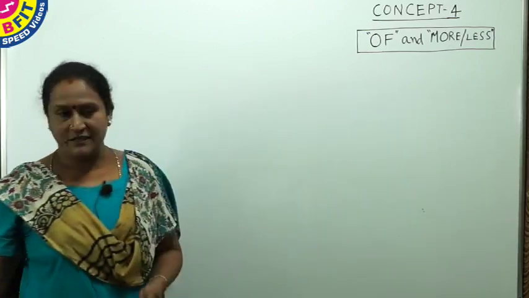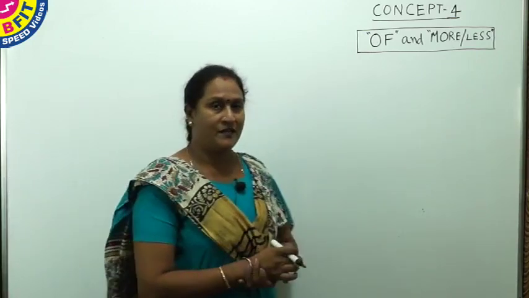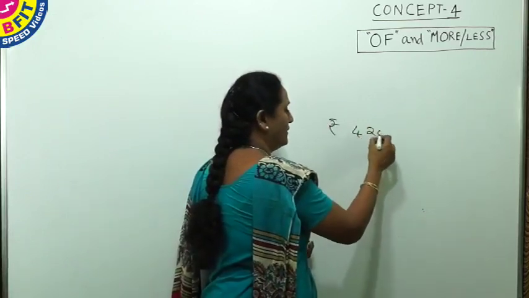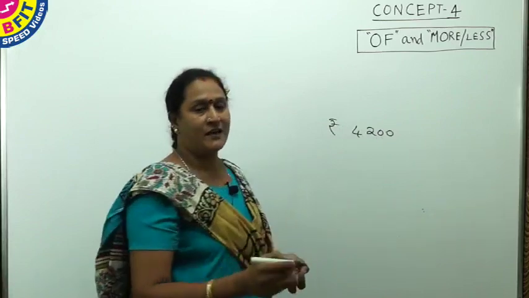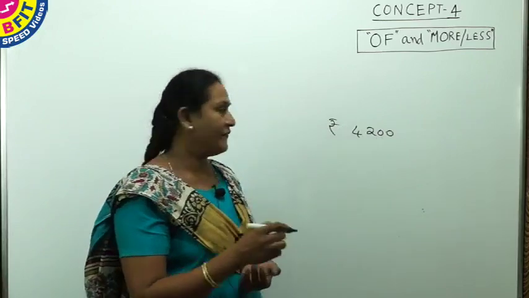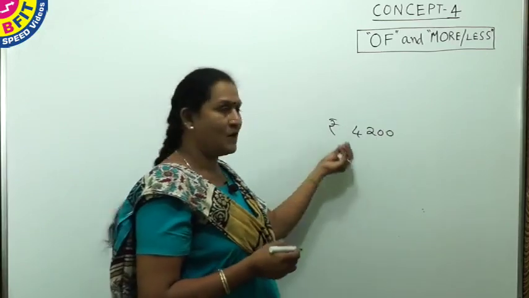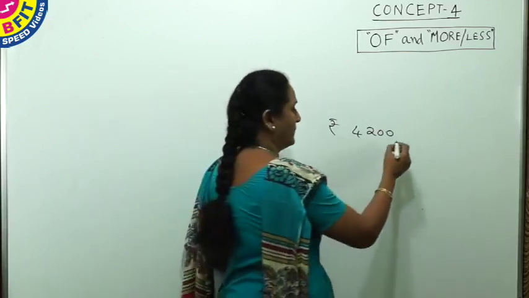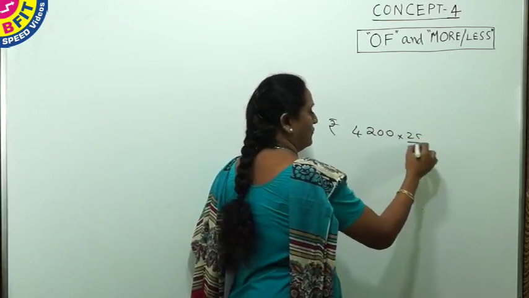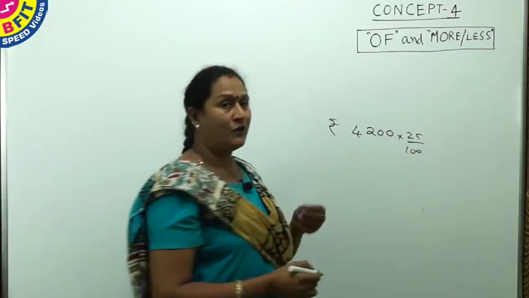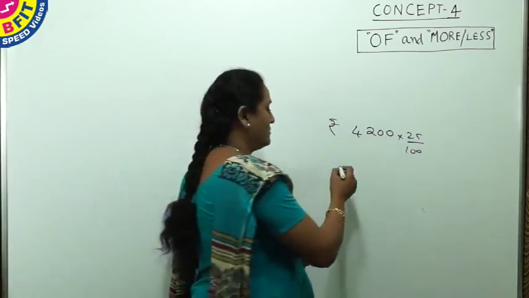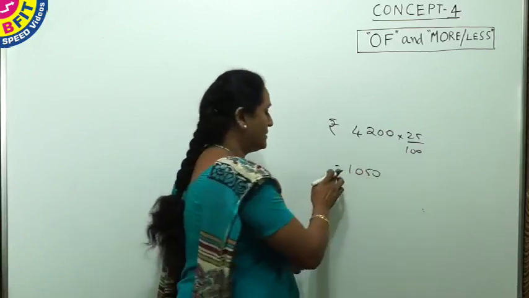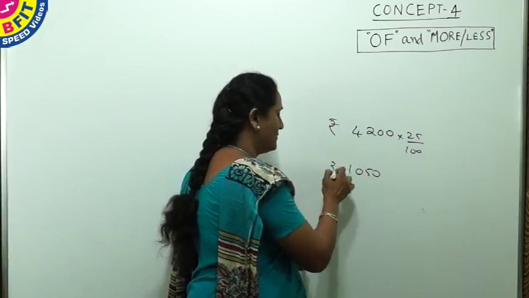So in this question, what is the amount Suresh takes? It is rupees 4,200. So what is the reduction in price per book? 25%. So we will check what is the amount he saves. That is, what is 25% of 4,200, or 1/4 of 4,200. So 1/4 will be 1050. So this is the amount which he saves.